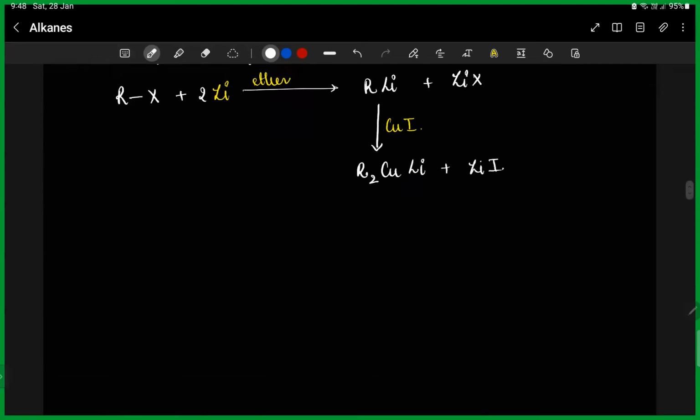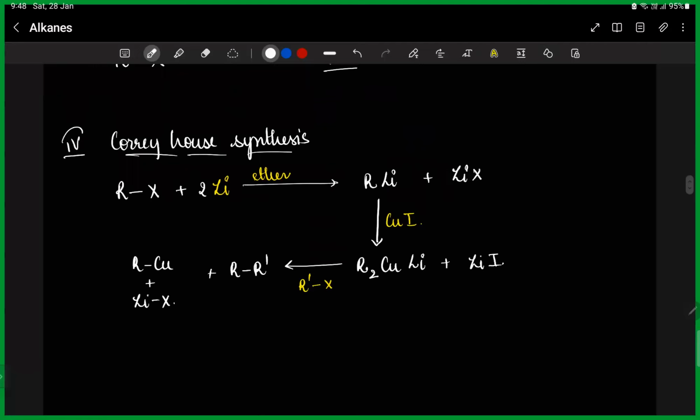Okay, so this is an organometallic compound again. So you react it with another alkyl halide. Now let's call it R dash X. So what would happen? R and R dash will make a bond. This is an important step. R and R dash will make a bond, and then the byproduct will be RCu plus LiX. So these are the byproducts.